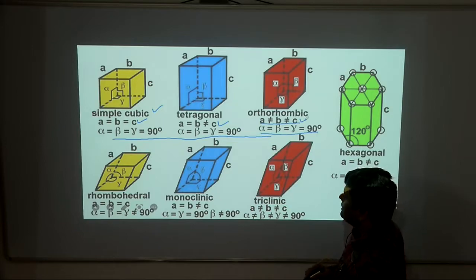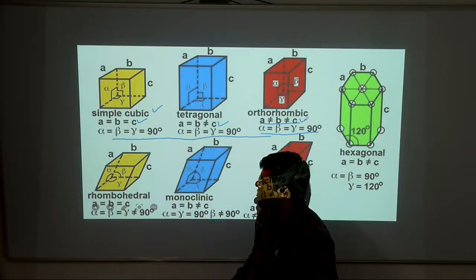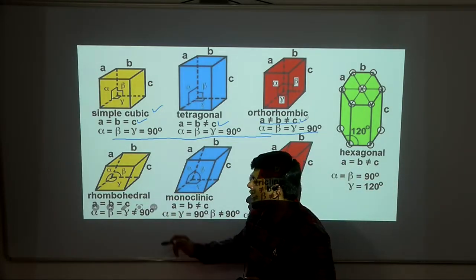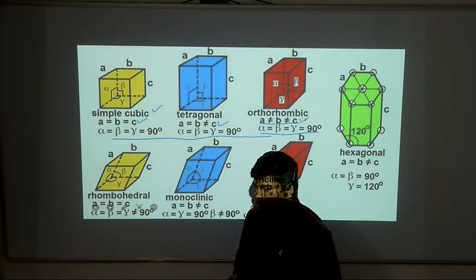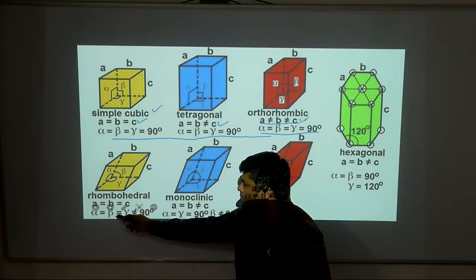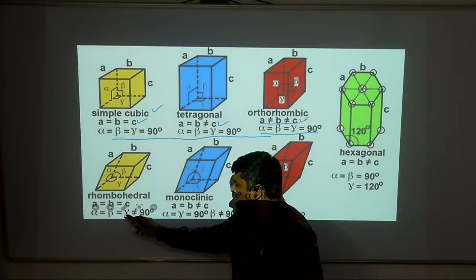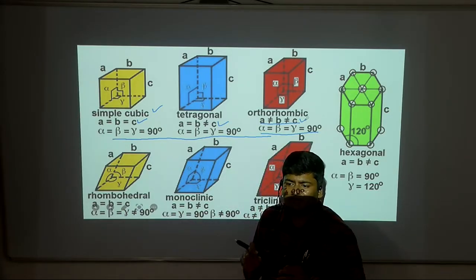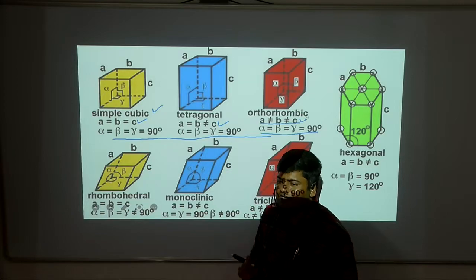Now the next one is rhombohedral. In rhombohedral, all translation vectors are equal, and all interfacial angles are equal, but they are not 90 degrees. This is the main difference.